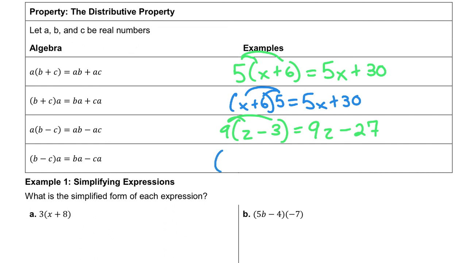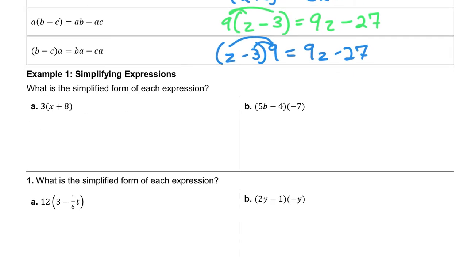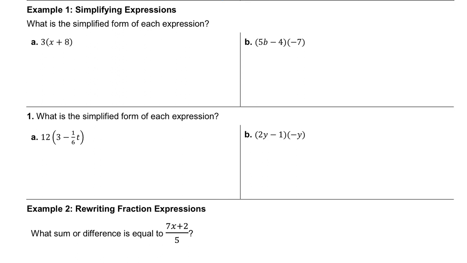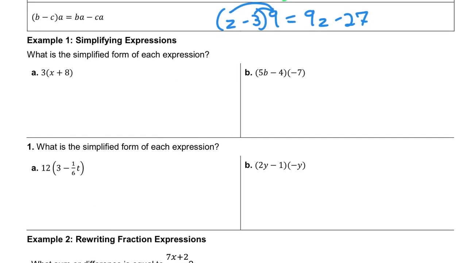And again, if I have the number being multiplied after the parentheses, I still multiply 9 by z and then 9 by 3. So it's still 9z minus 27. Okay, so we'll get into some examples on this, and I mean, it's just applying this. And I should have given you some time to write that.